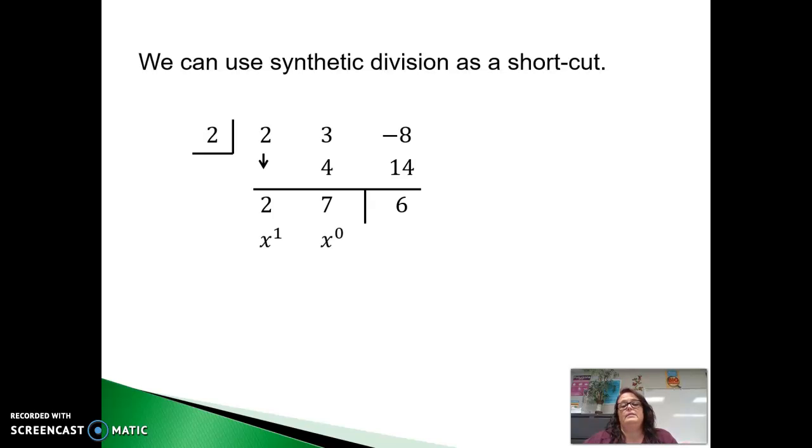And so the 7 is your x to the 0, the 2 is your x to the first power, and so your dividend or your function is equal to the divisor, x minus the number in the square, times your quotient, which is what you get to the left of that line, which is 2x plus 7, plus the remainder, which is 6.